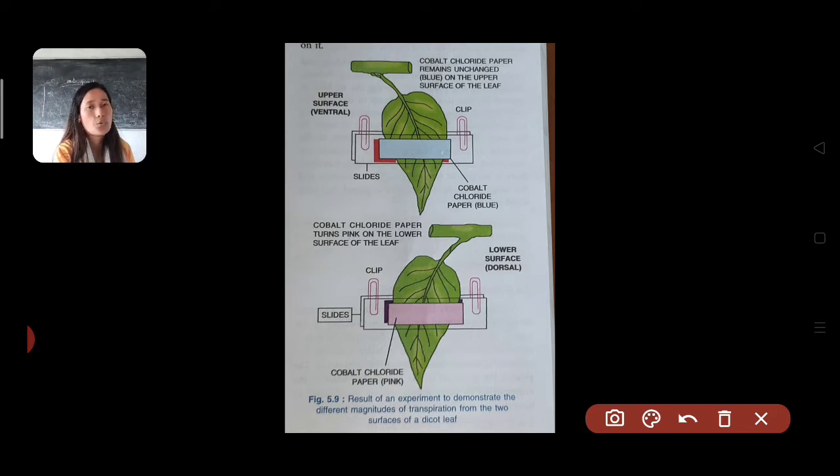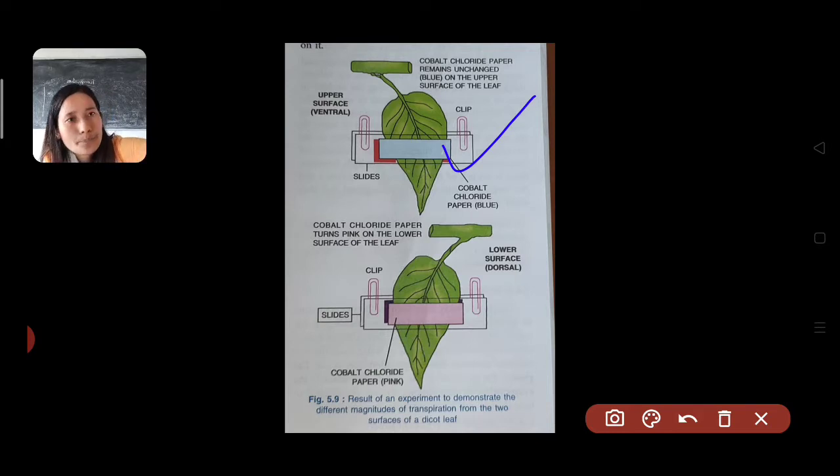Here also we are taking an indicator. Which indicator are we taking? If you look at this, we are taking a cobalt paper. What did I tell you about the cobalt paper in our last class? Without the presence of water it is blue in color, but as soon as it comes in contact with water, what color will it change to? Pink. So pink indicates that water is present in that particular environment, right?